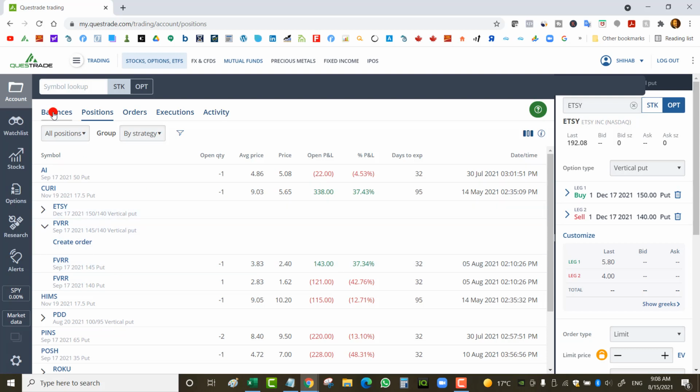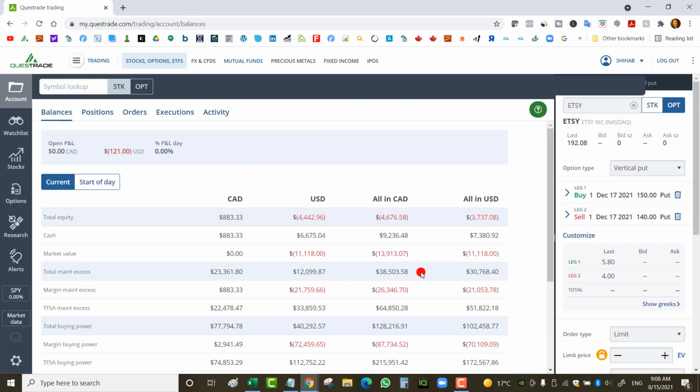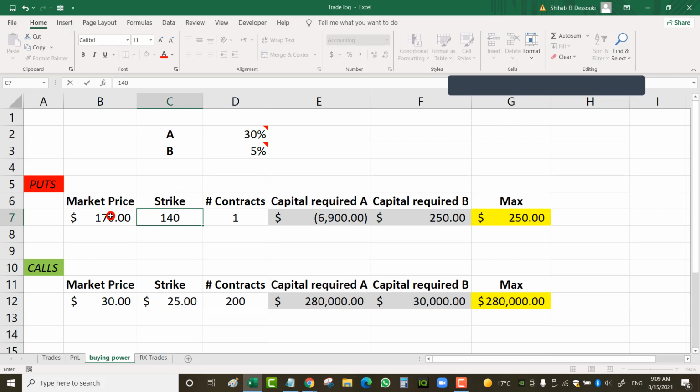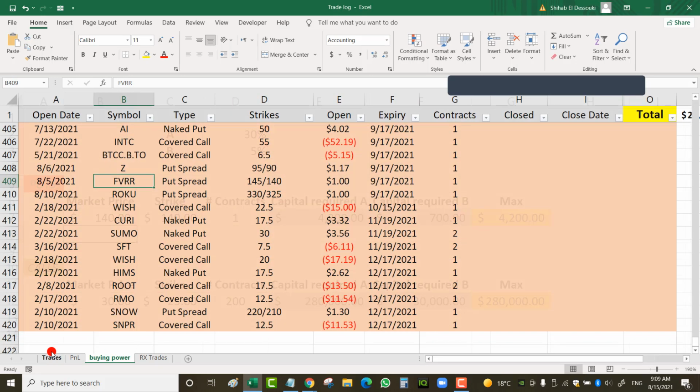But I was concerned about my buying power, which is right over here, about 38 Canadian right now. Total maintenance excess is what I should look at when I sell options. Let's test it out. Fiverr was trading around, I don't know, 170, and let's say I have the 140 strike. It would take about 2100. But if Fiverr continued to drop, the buying power required would increase to 4,000.